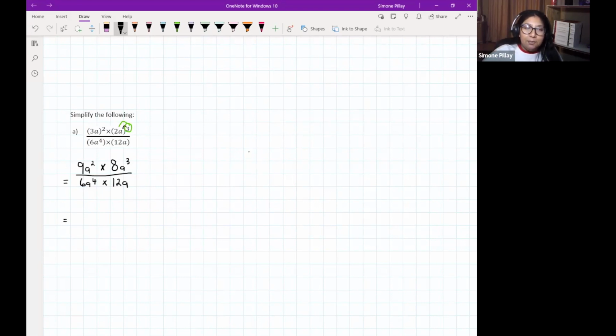Then let us multiply. My exponent law tells me when I have the same base, I can keep my same base and add my exponent. So I have a to the power of 5 on the top. 9 times 8. Can somebody tell me what is 9 times 8? 72. Thanks, Uma. And at the bottom, again, I have the same base, which is a and a.